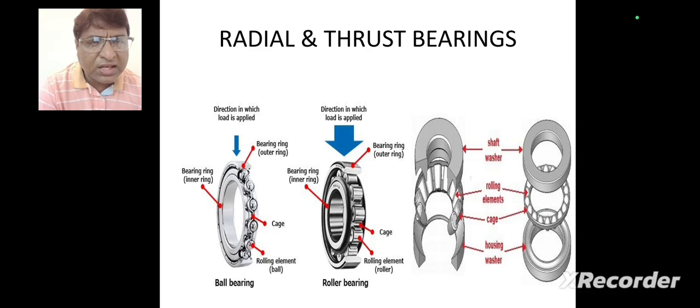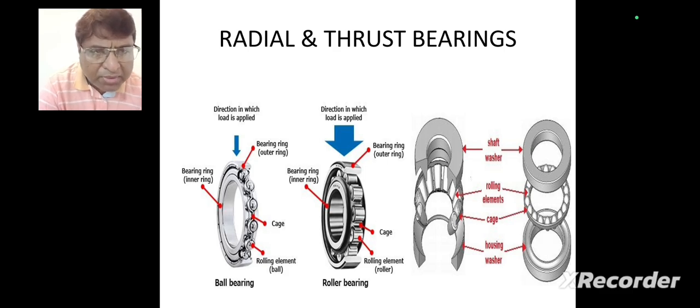So here the figures of radial and thrust bearing. So you can see for radial bearing there are two types of bearing, ball bearing and roller bearing. And in ball bearing the parts are bearing rings, inner ring, outer ring, rolling element, and cage. And the direction in which load is applied also shown here.